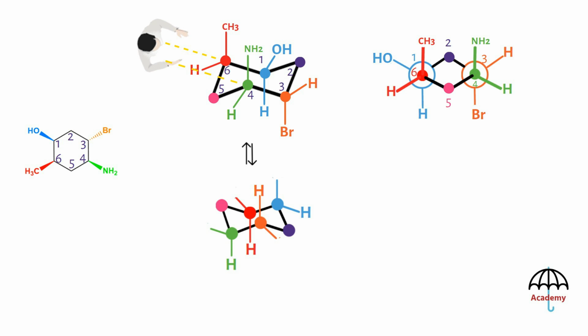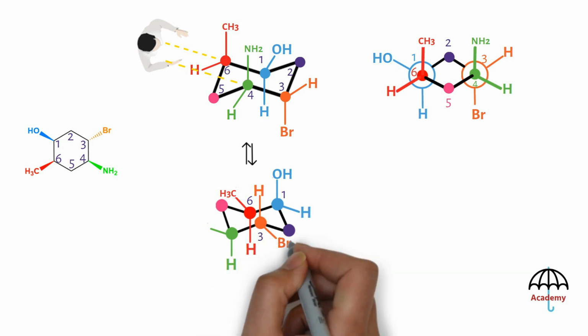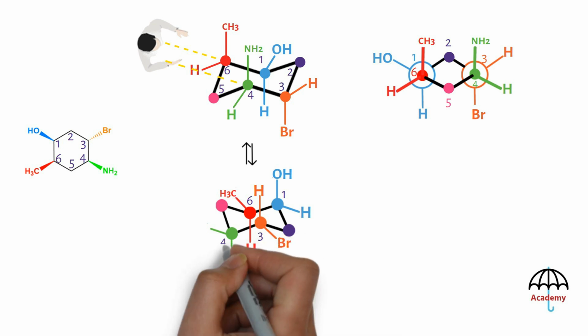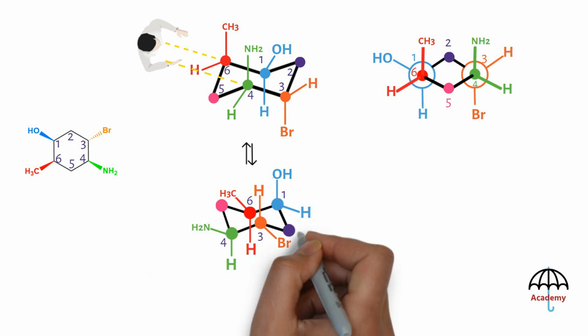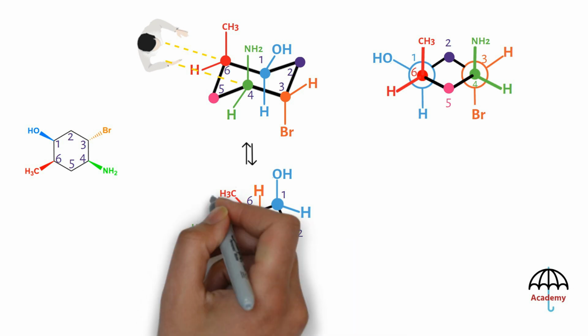Upon ring flipping, axial becomes equatorial and equatorial becomes axial. But up remains up and down remains down. So methyl on C6 is now on equatorial up. Hydroxyl on C1 is axial up. Bromine on C3 is equatorial down. An amino group on C4 is equatorial up position. C2 goes down and C5 goes up.